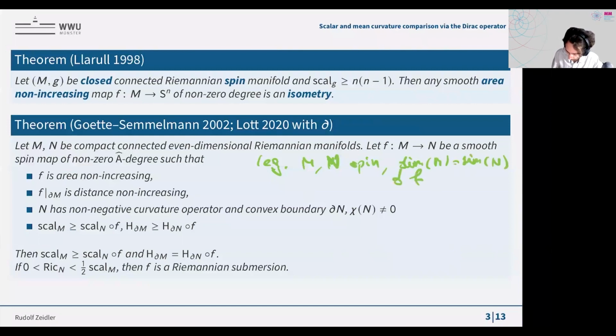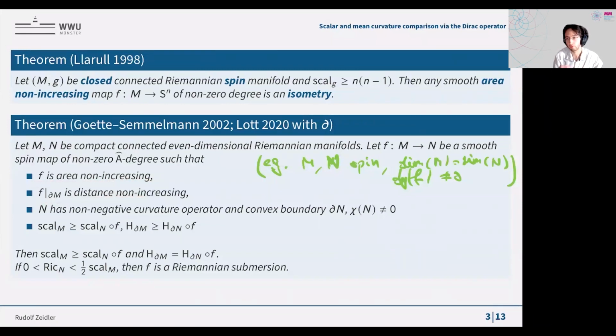And they have, and F is of non-zero degree. But there are also more general situations where they don't have to have the same dimension. And then there are a bunch of conditions, some of which are maybe more important than others, but for the current statement of the theorem, with the current proof method, they're all necessary. So the first condition is that F is area non-increasing. The second condition is that on the boundary, it's actually one Lipschitz, so it's distance non-increasing.